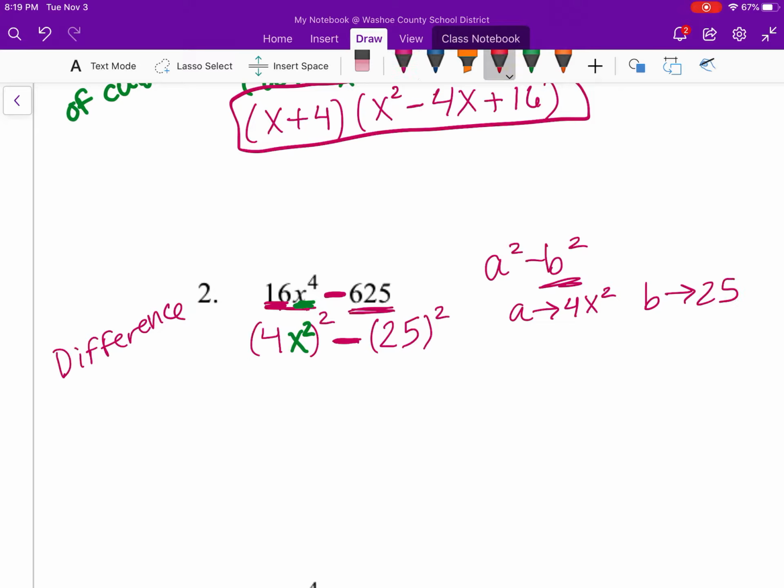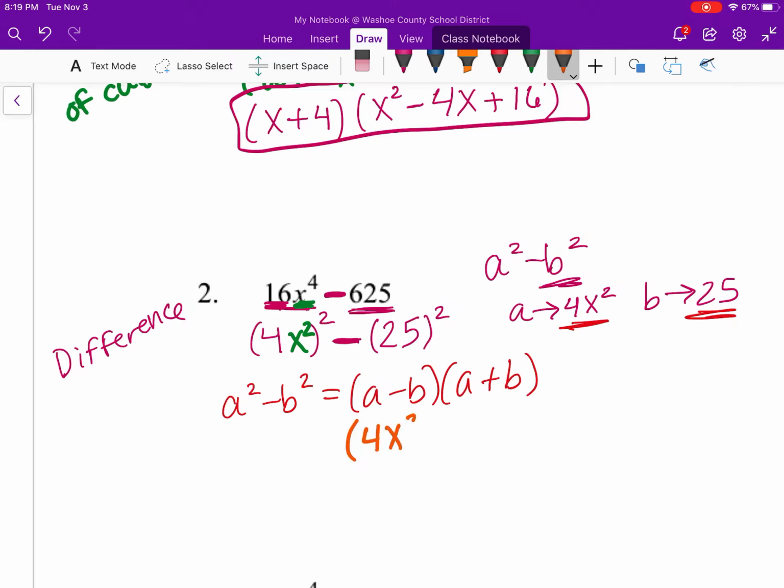Okay, so I'm going to go ahead and write down my formula here. I have a squared minus b squared equals a minus b, a plus b. So I have my a, I have my b. Now I'm just going to put it into my formula. So a minus b happens to be 4x squared minus 25, and a plus b, so 4x squared plus 25. Okay. And then I'm going to try to see if there's anything else I can do to factor these.